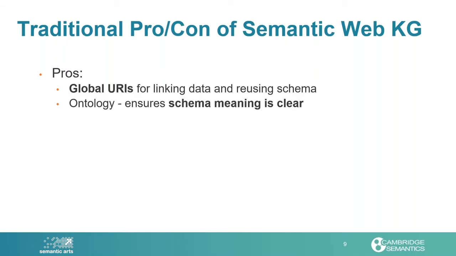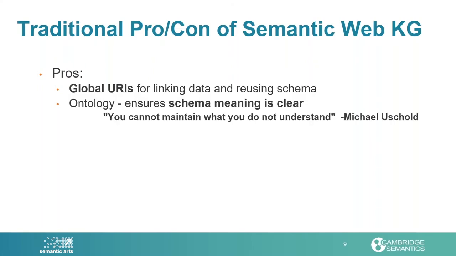Again, they have this idea of an ontology that ensures that the schema meaning is clear, and this is actually a bigger problem than many realize. One of our ontologists, Michael Uschold, says, you cannot maintain what you do not understand, and a lot of times people can't possibly understand all the schemas in all of their data systems. It's just too much, or the meaning is ambiguous because it's just a name without any further definition.